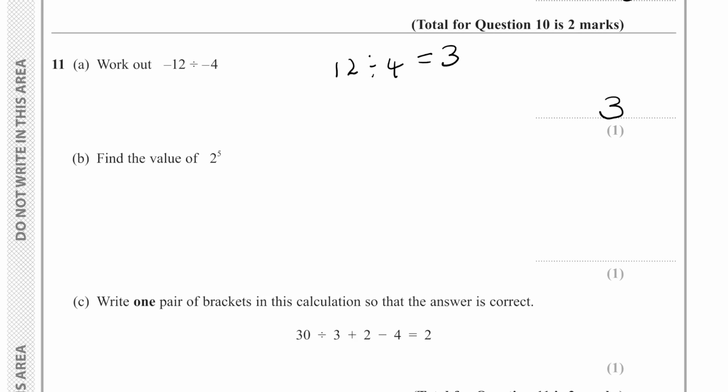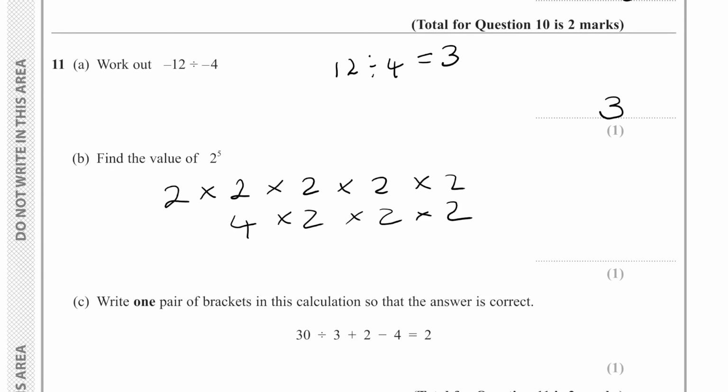Find the value of 2 to the power of 5. That means 2 times 2 times 2 times 2 times 2, 5 times. So 2 times 2 times 2 times 2 times 2. So 2 times 2 is 4. 4 times 2 is 8. 8 times 2 is 16. And 16 times 2 is 32. So 2 times 2 times 2 times 2 times 2 is 32.